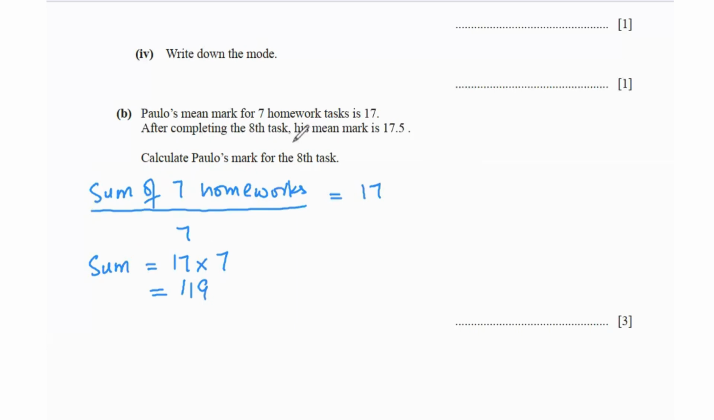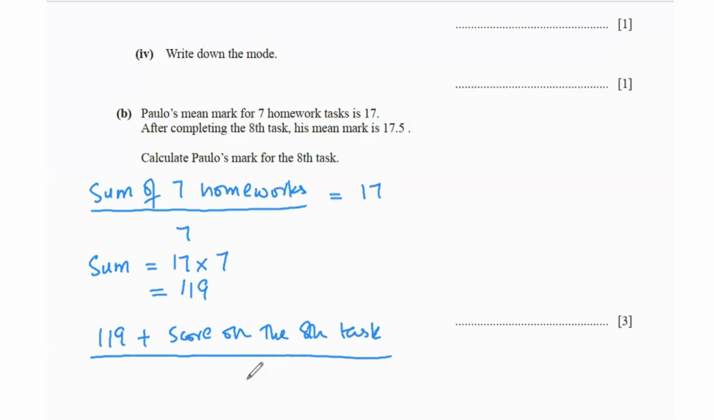Now, after completing the 8th task, his mean is 17.5, which means 119 plus the score on the 8th task, divided by the number of tasks, which is 8, equals 17.5. The first 7 homeworks are getting the same score, that's 119. To that, we're adding the score of the 8th homework, which means the total number of homeworks now turns out to be 8, and the mean mark for that is 17.5.